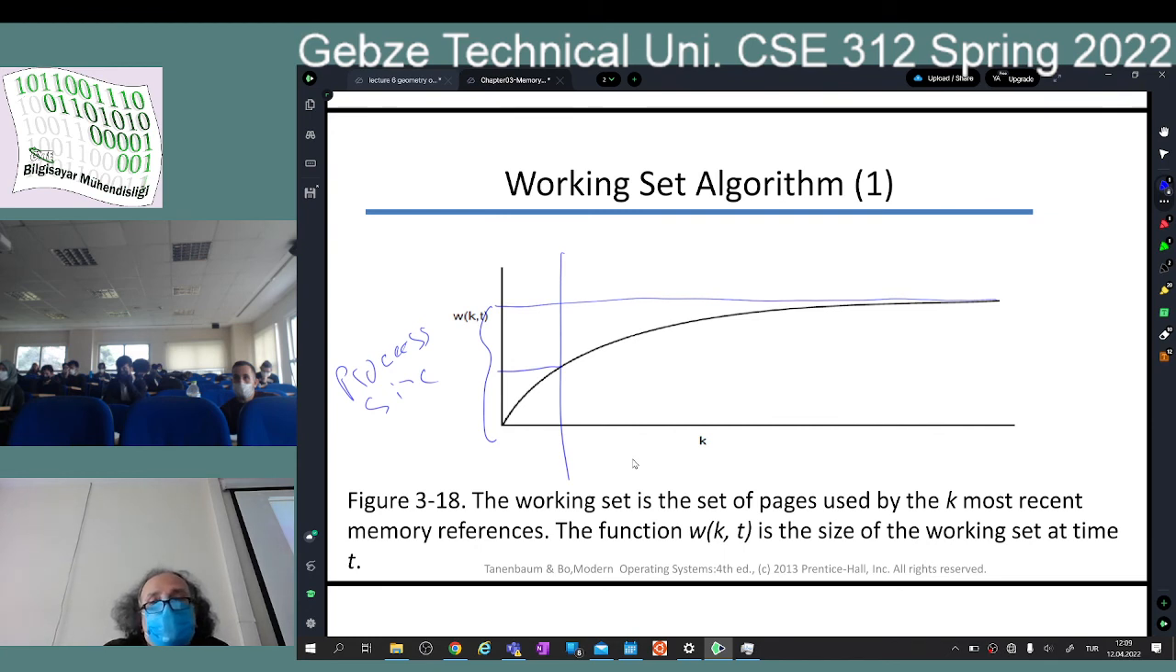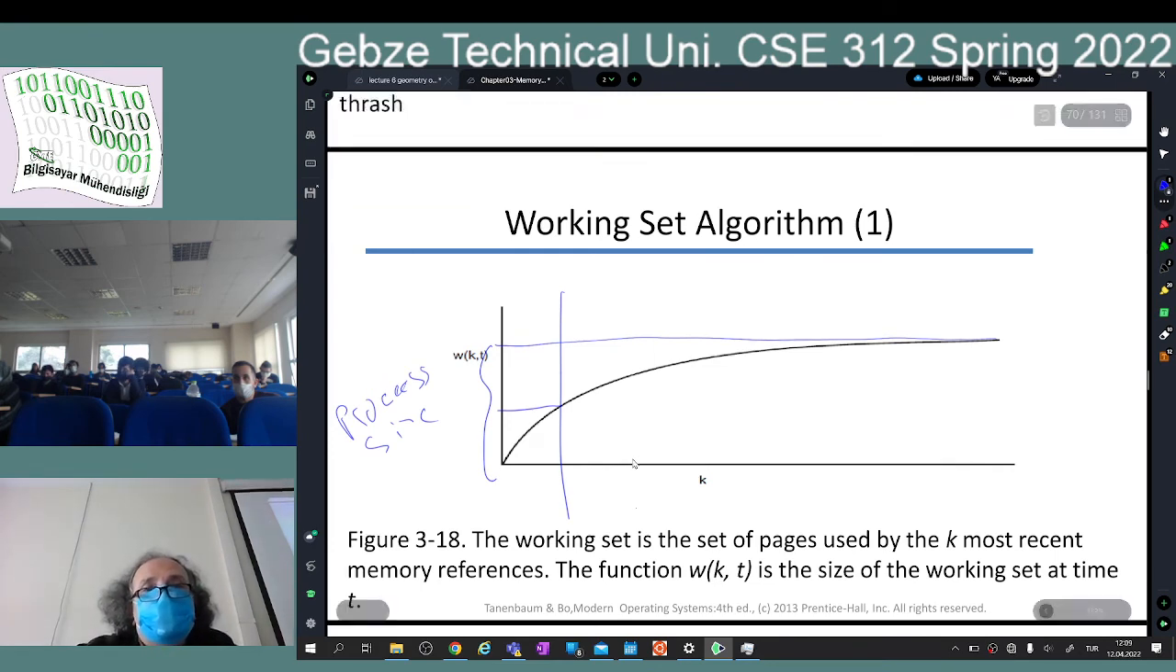So why am I telling you all this? Because we are going to write our new page replacement algorithm using this idea. We are not going to replace the pages by looking at how least frequently they are used. We are going to replace them by looking at our working set size. If that page is in my working set, then I will keep it. Otherwise, I will replace it. That's what we are going to do. That's the working set algorithm.